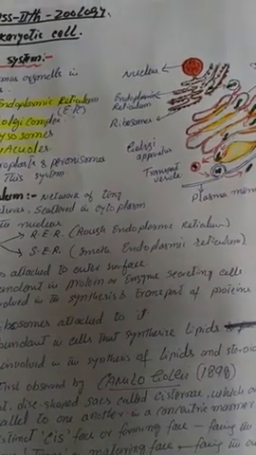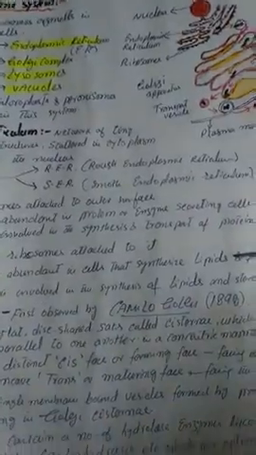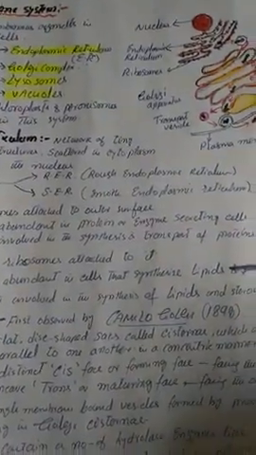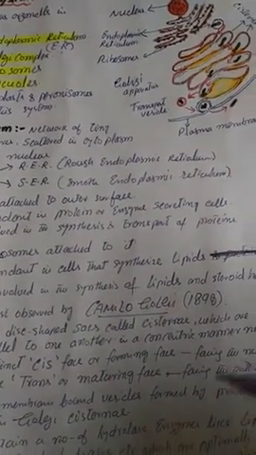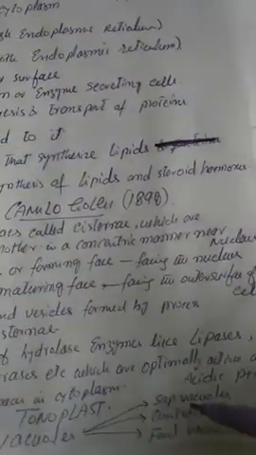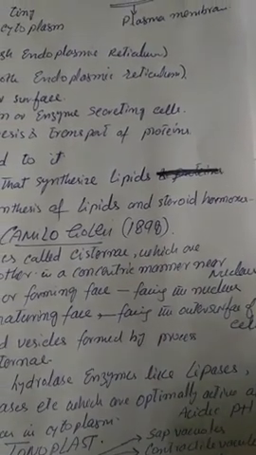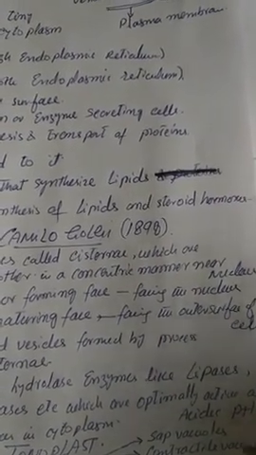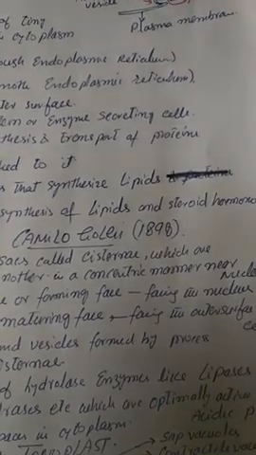Vacuoles are of three types. Number one is the sap vacuoles. Sap vacuoles are the vacuoles of plant cells, and they contain water, minerals, and excretory products, etc.